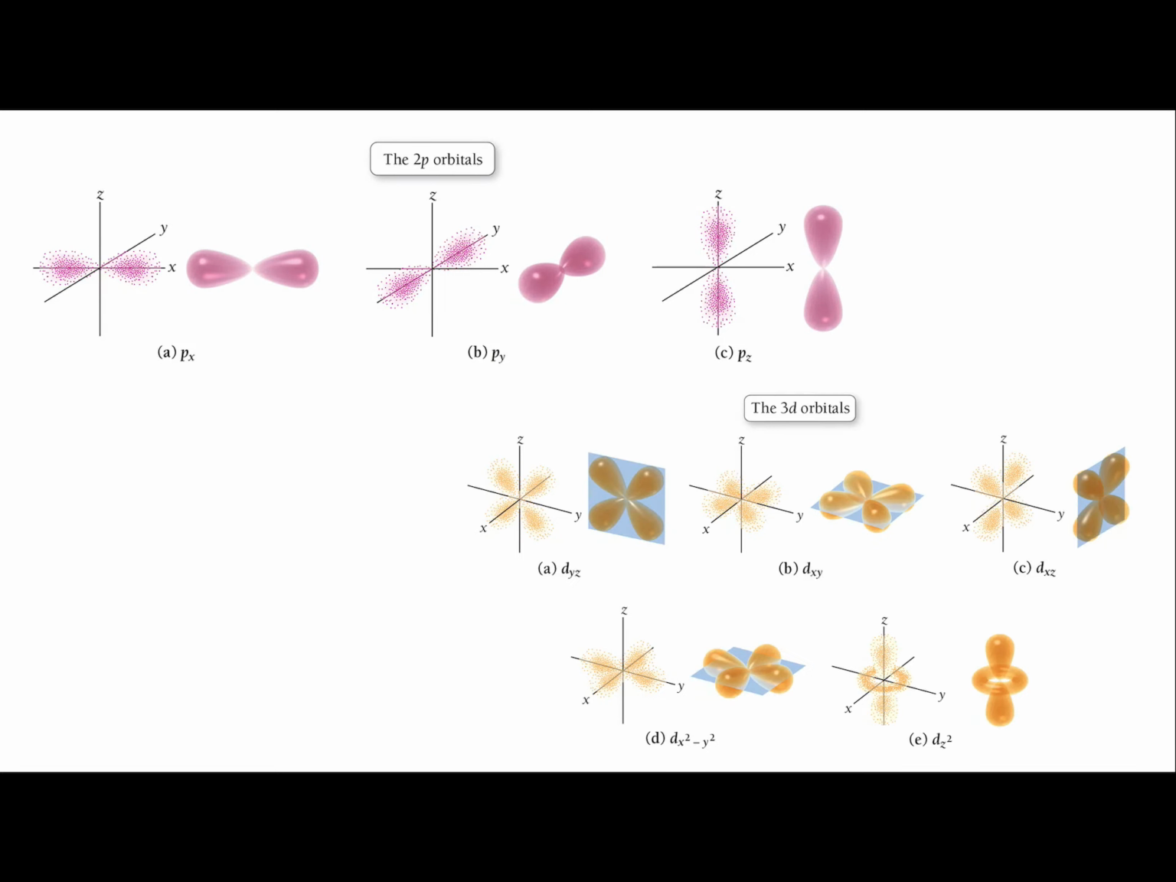We've also got some d orbitals. The next principal shell is n equals 3. 3 subshells, s, p, and d. The d subshell actually has 5 different orbitals. And so you can see here those different shapes.